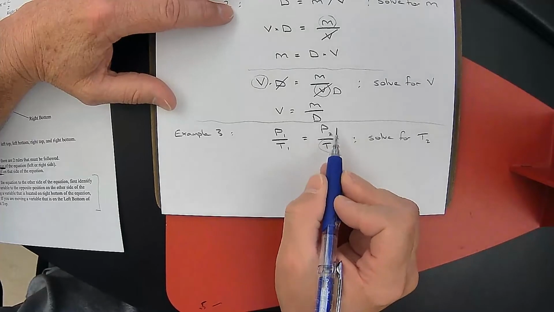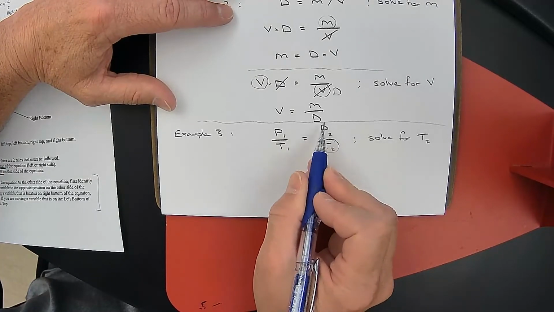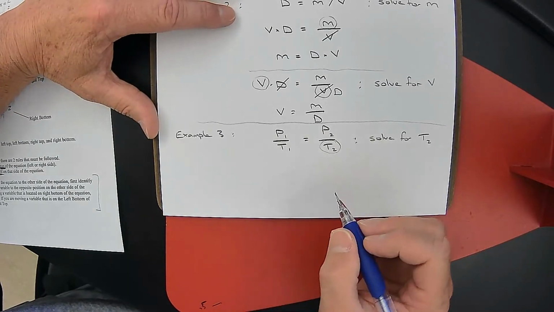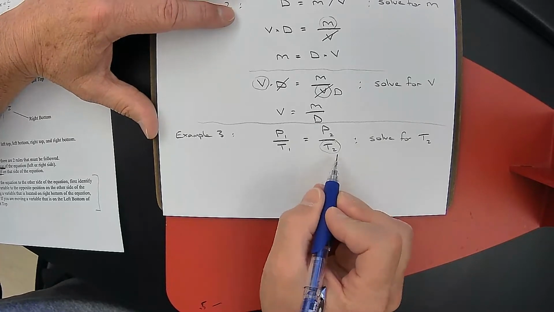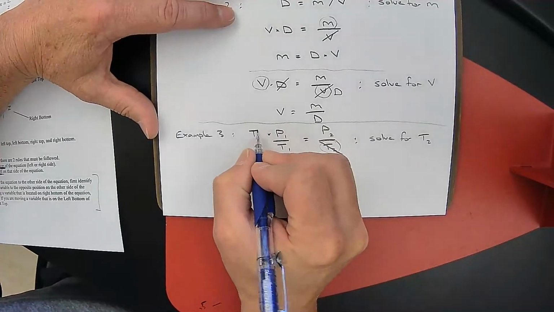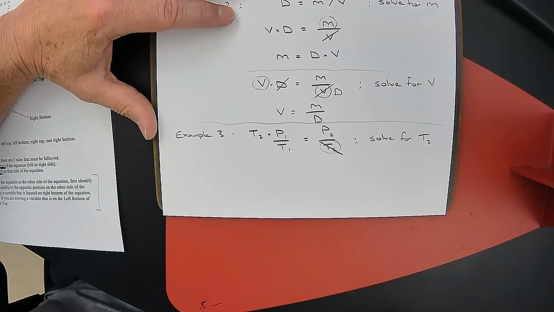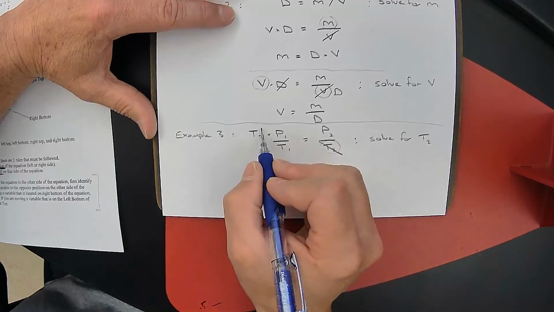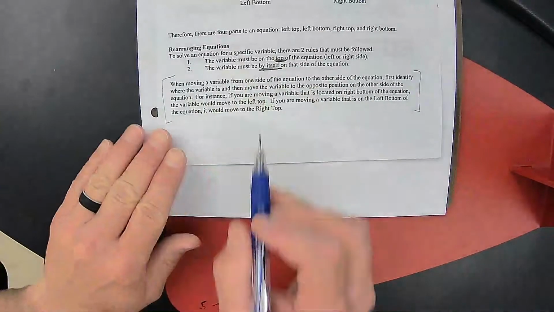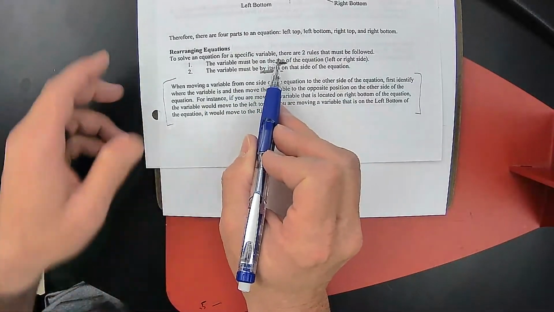If we were solving for P2, it's perfectly fine. P1, perfectly fine. They're both on top. But if we were solving for T1 or T2, they're both on the bottom, so we'd have to move them. So we move it from the right bottom up to the left top. This is called cross multiplying in your math classes. Now T2 is on top of the equation, which is great. That's what we need. Step 1, the variable that we're solving for must be on top of the equation.